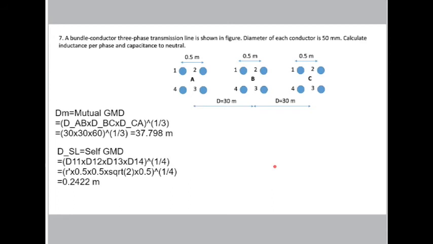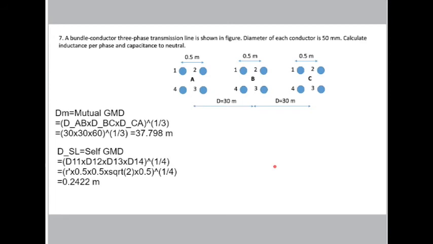D13 is the diagonal only. You can see it's a square. You know D12, you know D23. So you have to find out it's a diagonal, it's a square formation.